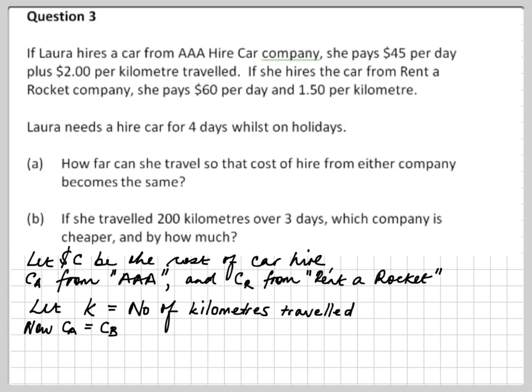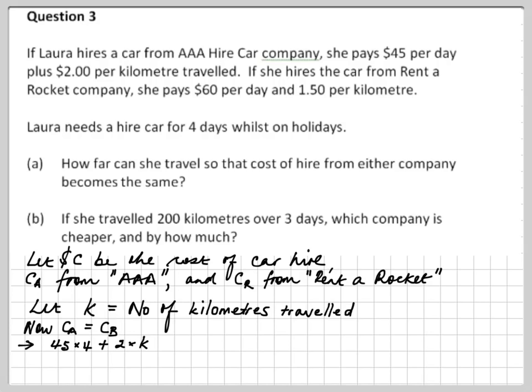So we're saying that in part A, we know that CA, the cost from the first company, AAA, is equal to the cost from the second company. It should be CR. Sorry about that. CR. Could you just imagine an R there instead of the B? Good. Therefore, we're saying that the cost from AAA is 45 times 4. That's $45 a day times 4 days plus $2 for every kilometre. So that would be $2 times the kilometres that she travels. Yes? Now that's the cost from A.